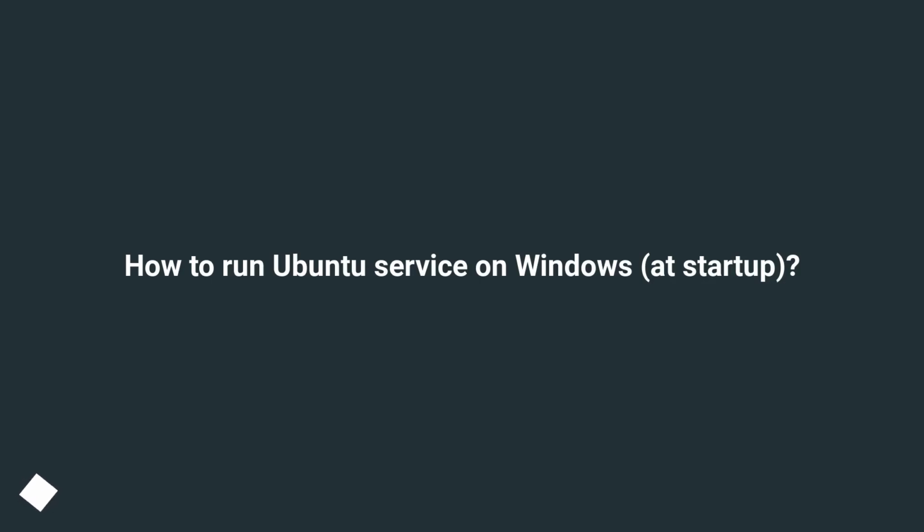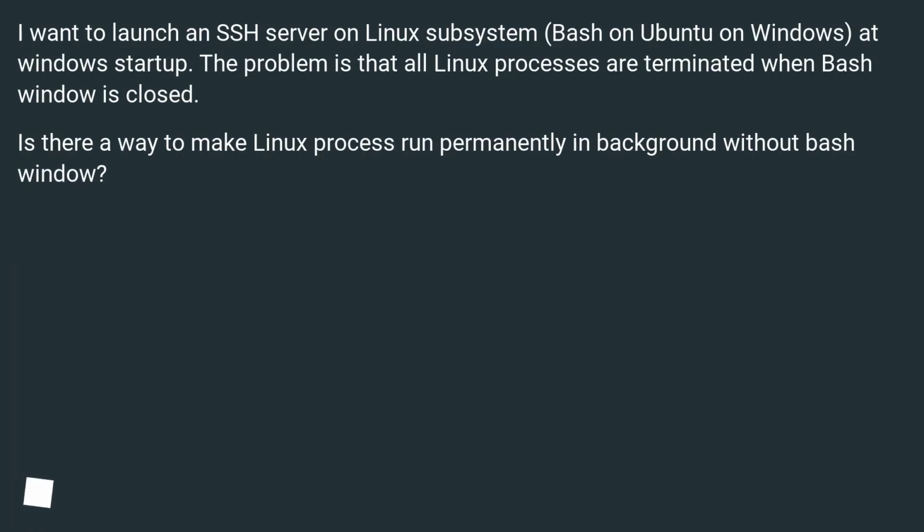How to run Ubuntu service on Windows at startup. I want to launch an SSH server on Linux subsystem, bash on Ubuntu on Windows, at Windows startup. The problem is that all Linux processes are terminated when the bash window is closed. Is there a way to make a Linux process run permanently in the background without a bash window?